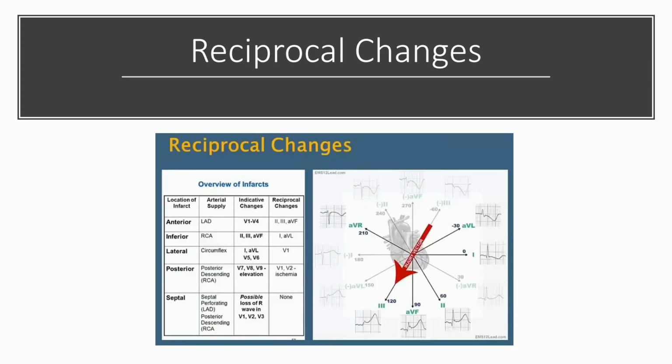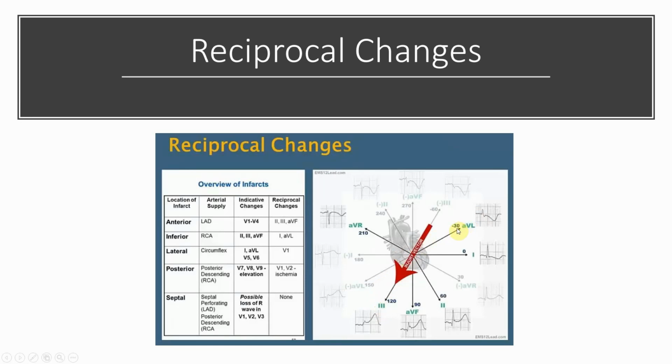Reciprocal leads are probably some of the most important changes that you can appreciate on an EKG. So if you take my previous analogy, the camera analogy, and you say, okay, if we're looking at lead 3, that's what the camera is looking at. Now, directly behind that, what vector or angle are you looking from? And then you would almost be looking from aVL. So lead 3 and aVL are almost directly opposite of each other. So if you see a change in lead 3, you expect the opposite to happen in aVL.